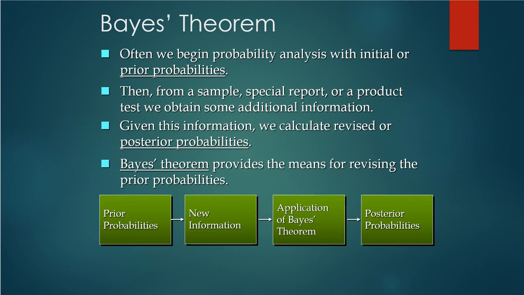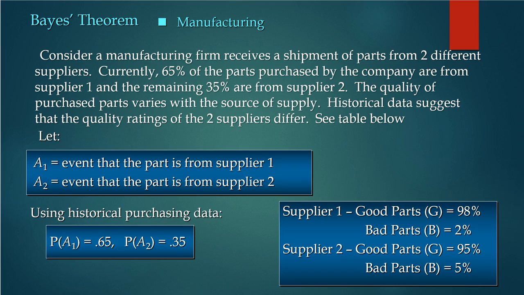It does bring us right back to Bayes' theorem. Again, if you recall, Bayes' theorem is really about prior probabilities. We get some sort of new information, and then we have a posterior probability based upon that new information that's come into play. Okay, Bayes' theorem is going to provide a means for revising that probability based upon new information. So here's an example.